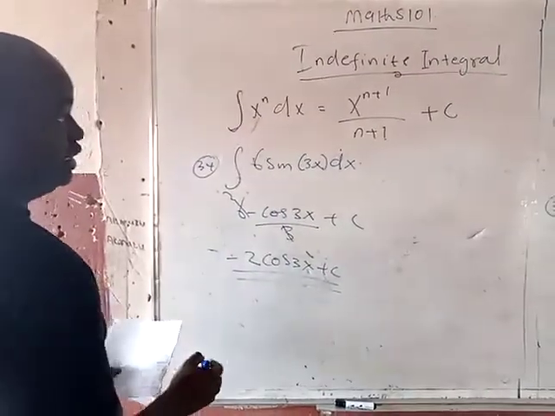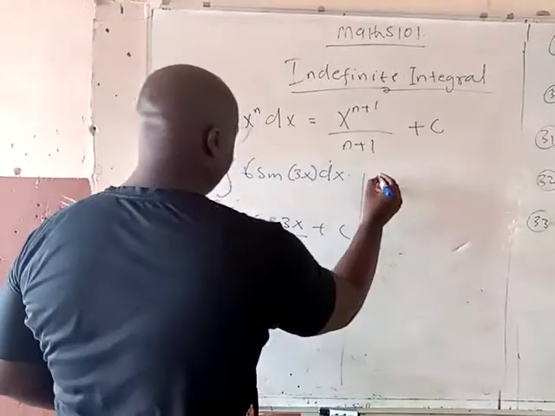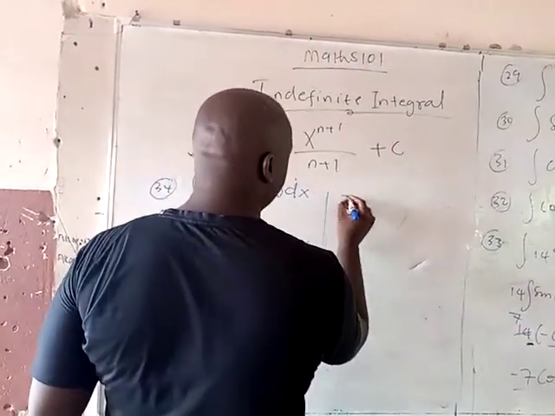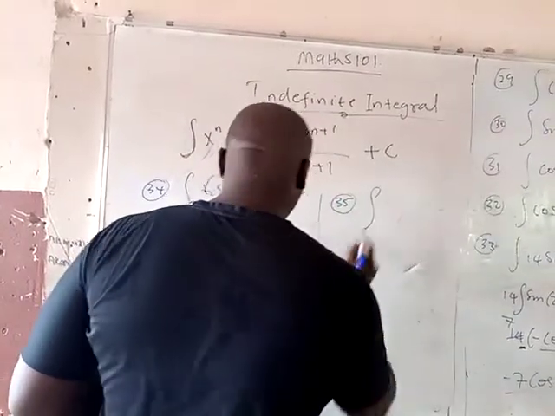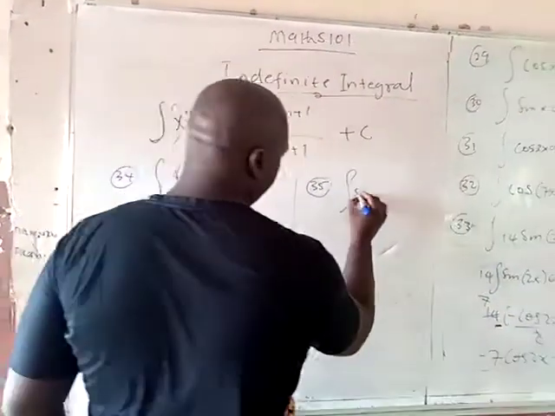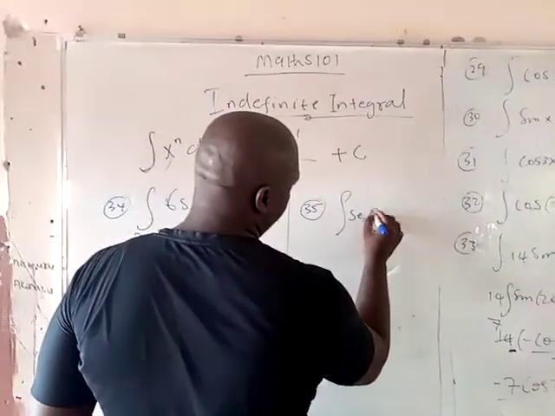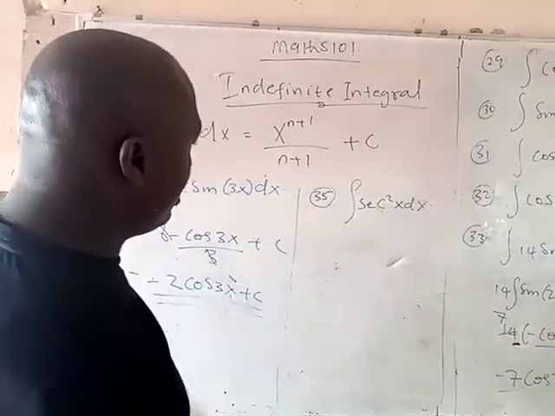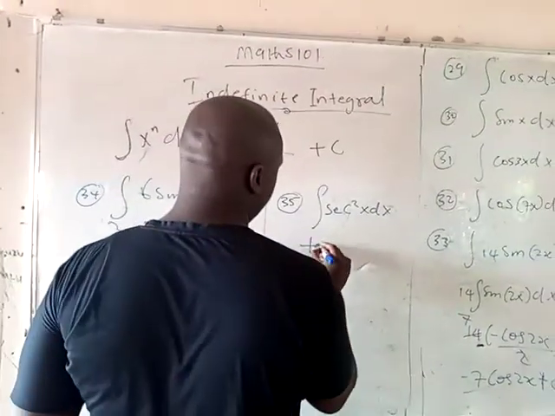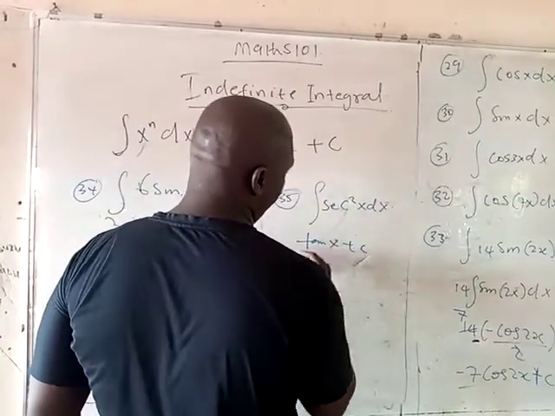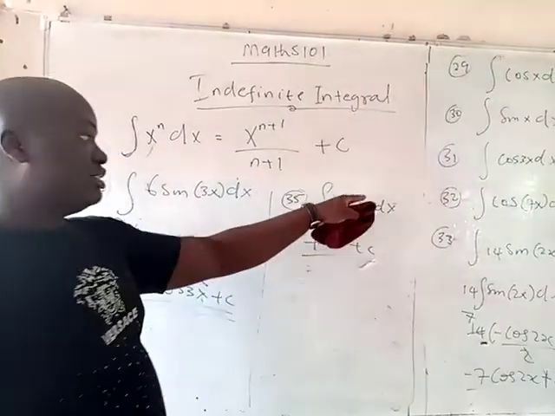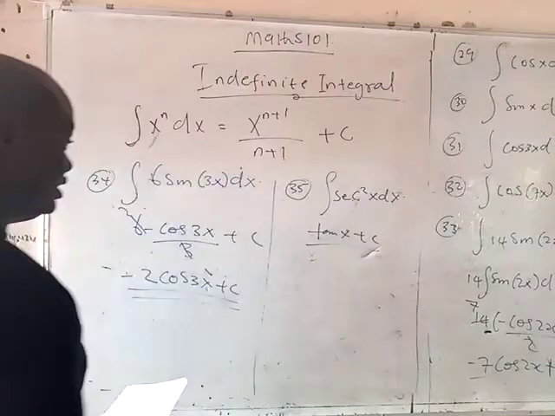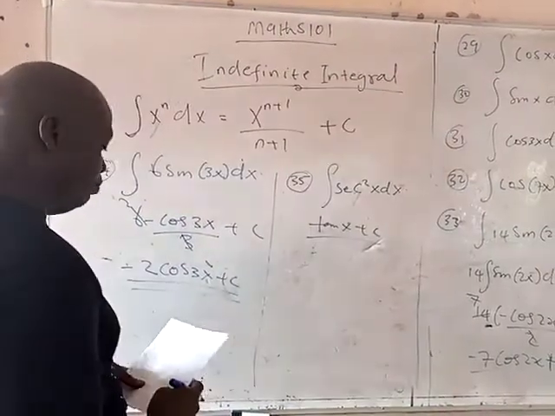Okay, this is number 35. What if I give you the integral of sec square x dx? The integral of sec square x dx will give you tan x plus C. Whenever you integrate sec square x, what you're going to get is tan x, and you put your constant C. Note this, it's very important, please.